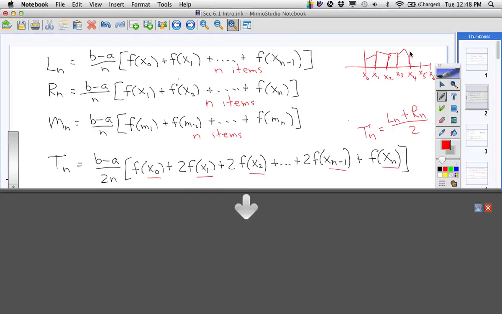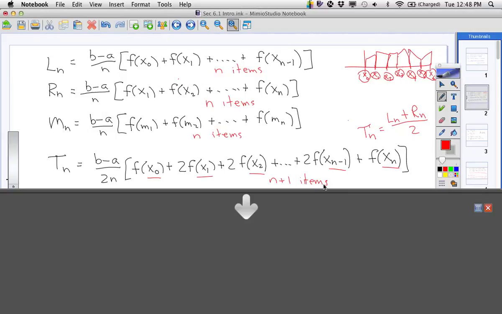One, two, three, 4, 5, 6. Isn't there always just one more? Because you're using both the left edge and the right edge, and we start at 0 and go to n. So you're always going to have one more. It's n plus 1 items is what you're going to have. You're always going to have just one more because you're using both the left edge and the right edge.